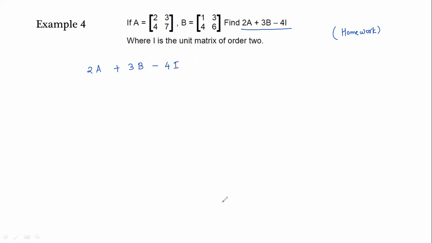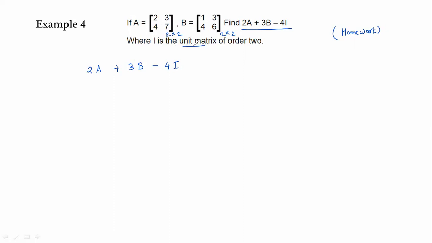See here now. What is the order of A? 2 by 2. What is the order of B? 2 by 2. So I is what? Unit matrix or identity matrix. So that matrix should be of order 2 by 2 only. Then only you can add or subtract.